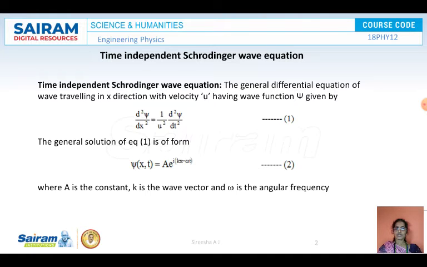Now the general solution of equation 1 is of the form psi, a function of x and t, is given by A into e to the power of i(kx minus omega t), where A is the constant, k is the wave vector and omega is the angular frequency. So now we are going to start with this equation 1, and the general solution of equation 1, psi as a function of x and t, is equal to A into e to the power of i(kx minus omega t). Let this be equation 2.